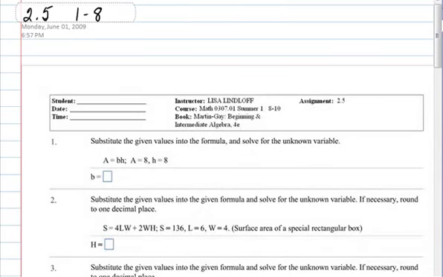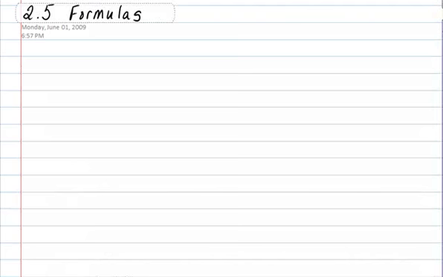We're going to take a look now at section 2.5. And there are 8 questions in this lesson. And this lesson is about formulas. So I'm going to just talk about formulas for just a minute.